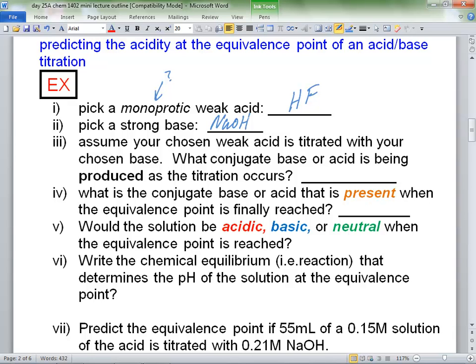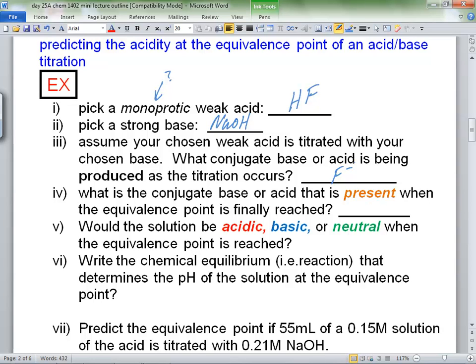I like this statement, though. It's something to remember. If you add a base, you get a base. What base do you get? F minus. That's the conjugate base. Add an acid, you get an acid, right?